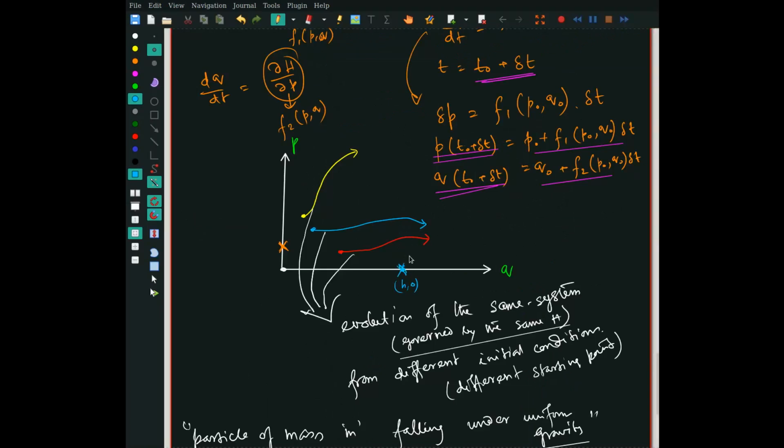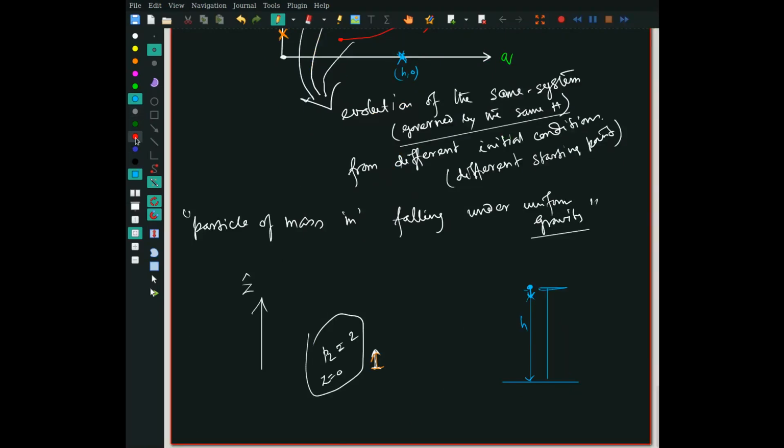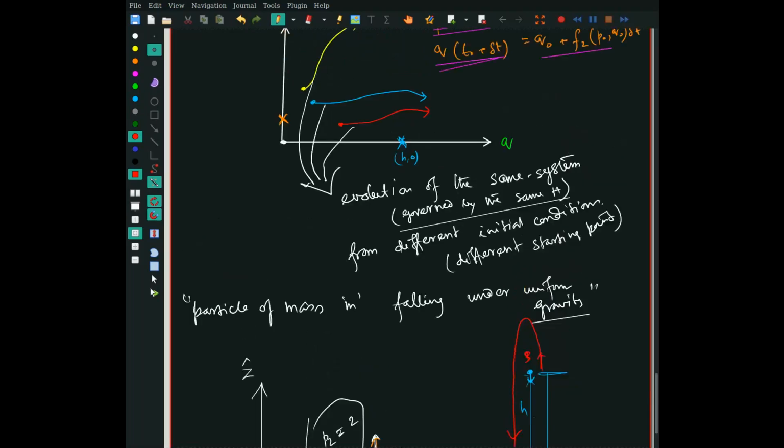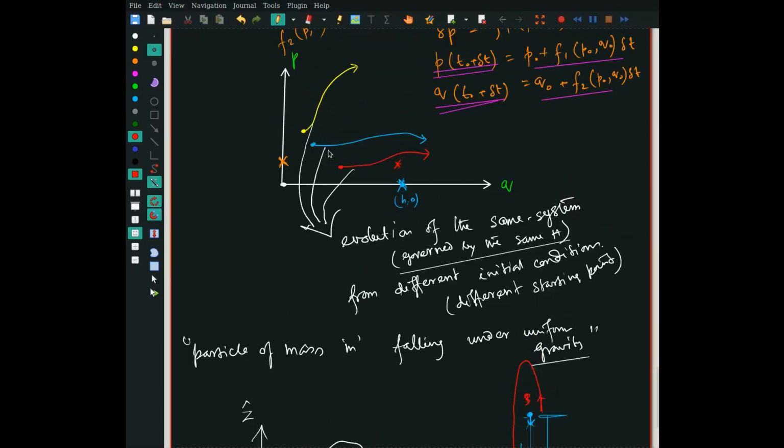Rather, suppose you are throwing the particle from this rooftop with momentum, say, 3 upward. Then the particle will have a movement like this, right? So you see, depending on the initial condition, the descriptions of these motions are different. The initial condition governs that, and in phase space it starts from h and momentum 3, maybe somewhere from here. So this is what phase space does. From the phase space evolution, you can say what the initial condition was.